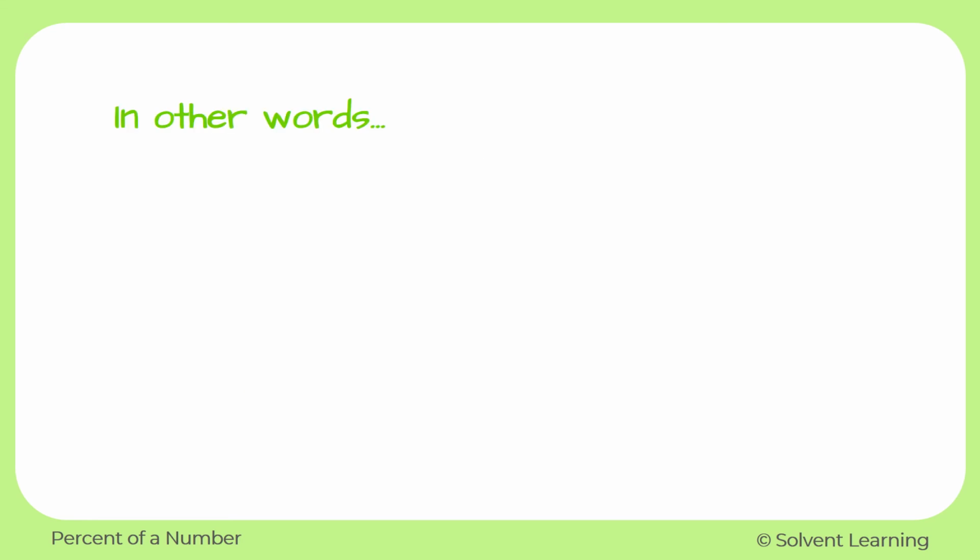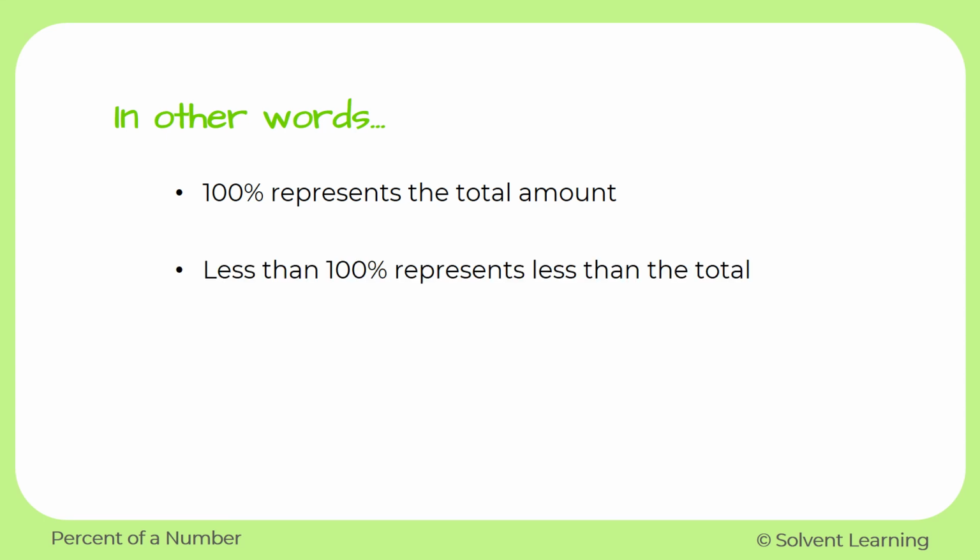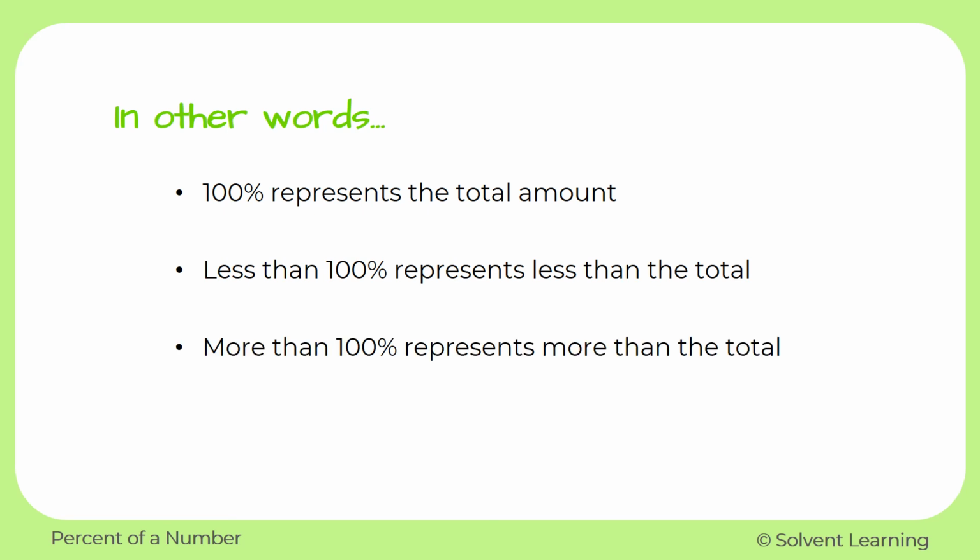So let's summarize all that. In other words, we could say that 100% represents the total amount or the whole amount of the number that we started with. If we have less than 100%, that represents less than the total, so our answer will be less than the number that we started with. And more than 100% represents more than the total, so our final answer will be more than the number that we started with. So keep that in mind as you work on other problems, and that will give you an idea as to whether or not your answer makes sense.